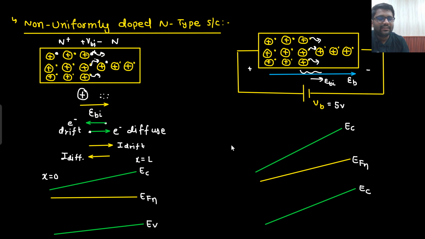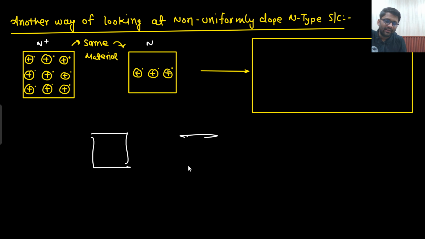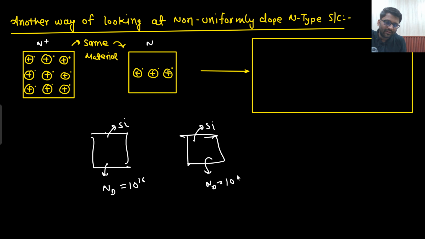Now let's understand this particular scenario in some other sense. What I am doing is picking one N plus semiconductor and one N semiconductor. Both are the same material. Basically, I had a silicon semiconductor, the same material was there. What I did was more doping here, but lesser doping here. So this is also N type, this is also N type. Right? But here there is more doping, here there is lesser doping. So that's why I am calling this one N plus, this one N. So this is N plus type of semiconductor and this is N type of semiconductor.